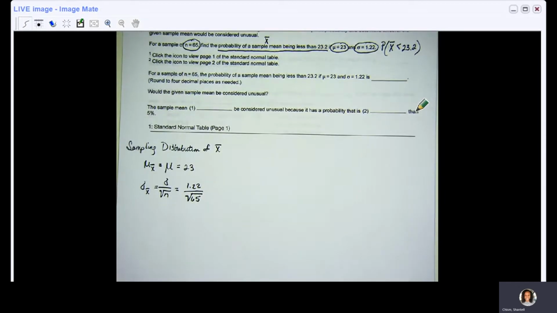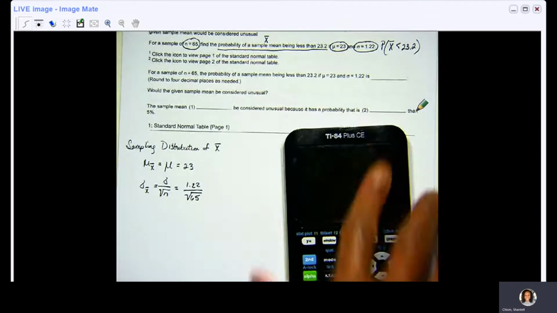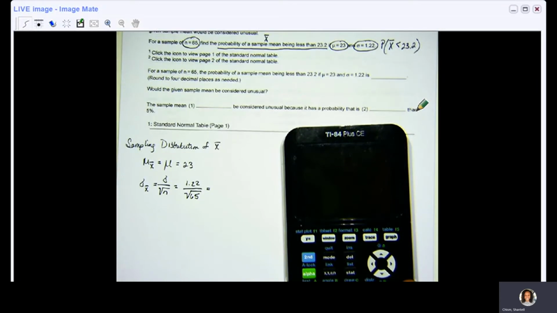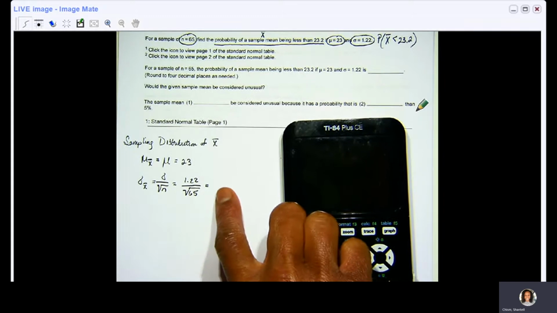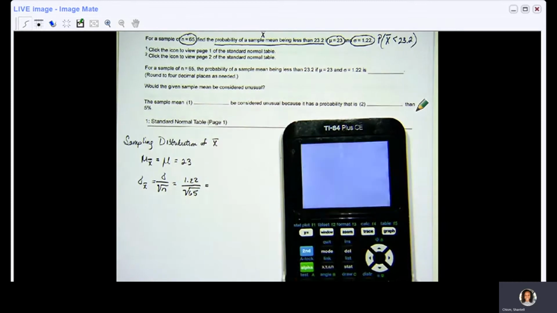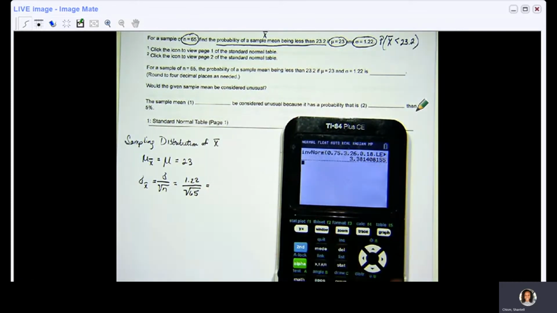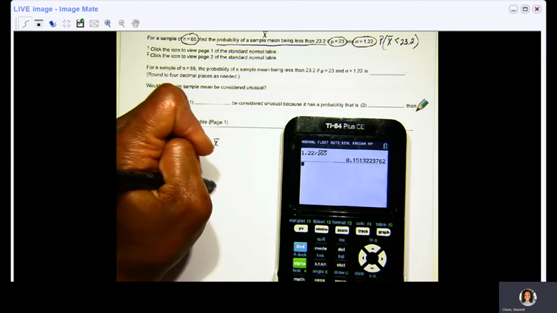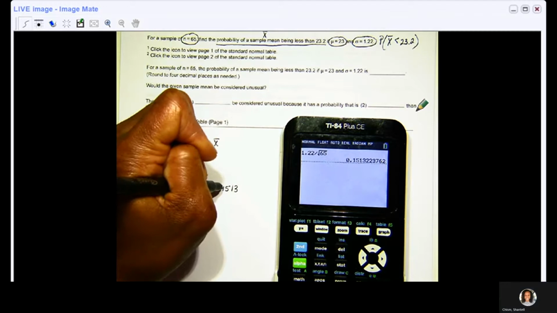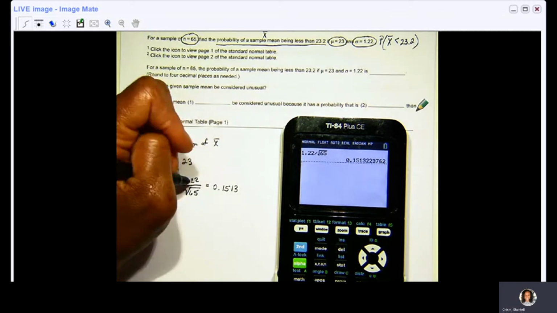Now, that's going to be a decimal, and I'm going to get the decimal form. This isn't my final answer, because I still have to calculate the probability, so I'm going to use at least 4 decimal places to make my probability more accurate. When it's not a whole number, round to at least 3 or 4 decimal places. So 1.22 divided by the square root of 65 gives us 0.1513.